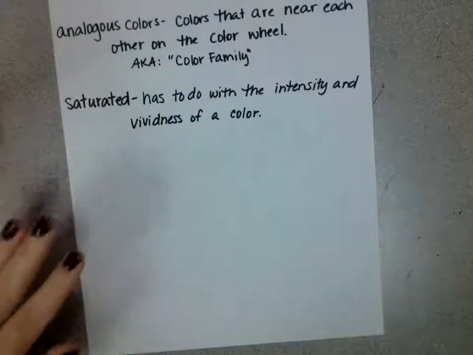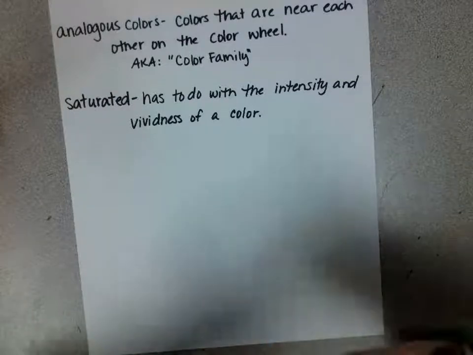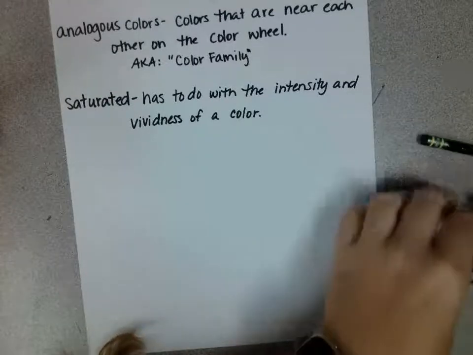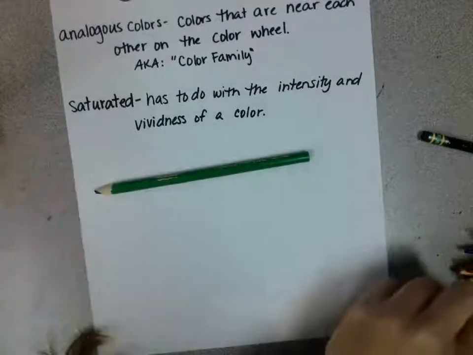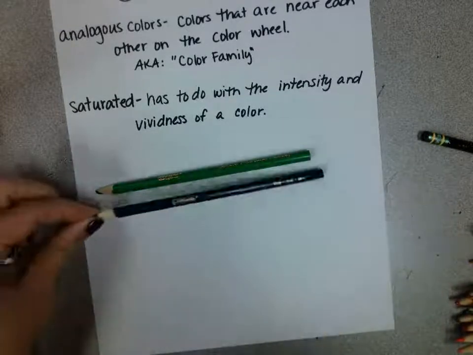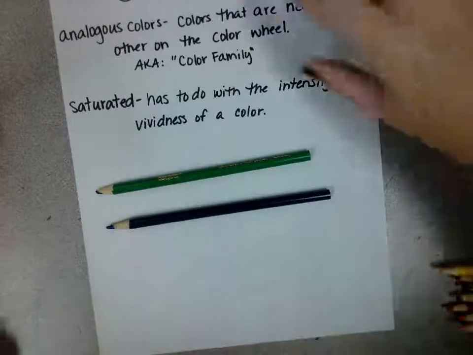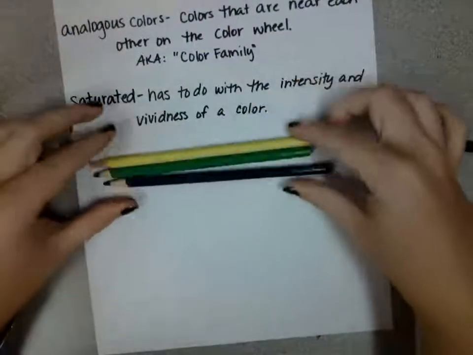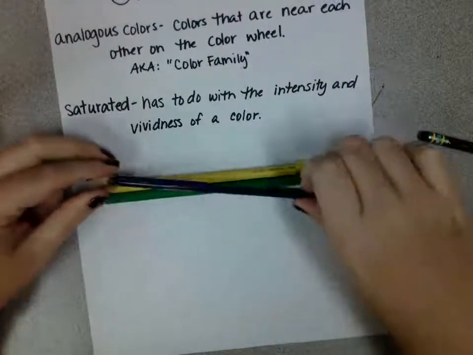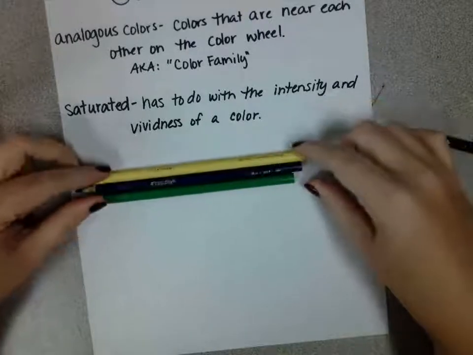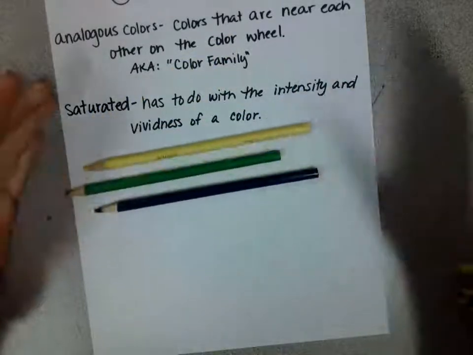Okay, so what we're going to do is we're going to choose an analogous color family. Okay, and I'm actually going to work with yellow, blue, and green. Okay, so I have my green, I've got my blue, and I've got my yellow here. Okay, so yellow, green, and blue. And we want to make sure that we're going in color order. So I don't want the blue to be in the middle of these because that doesn't make any sense. Okay, it should go in color wheel order. So it should be yellow, green, and blue, or it can be blue, green, and yellow.